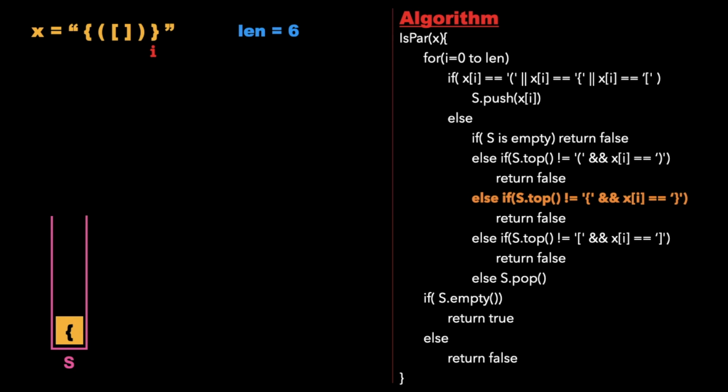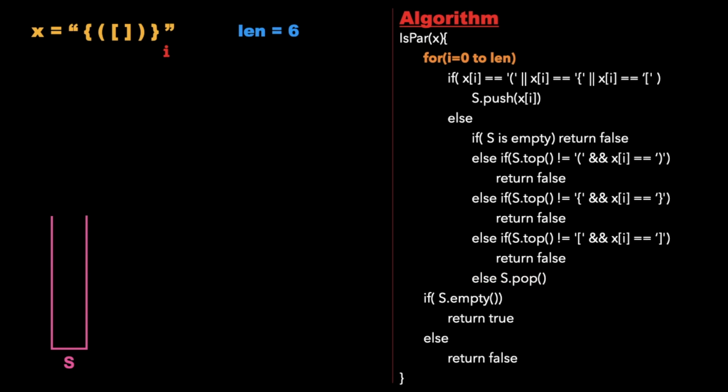That is, x of i is equal to closing flower bracket, but stack of top is equal to opening flower bracket. That's why this overall condition is false. So again, we move to our else part, even this condition is false. And finally, we pop the element from the stack, which is the opening flower bracket, and increment i.